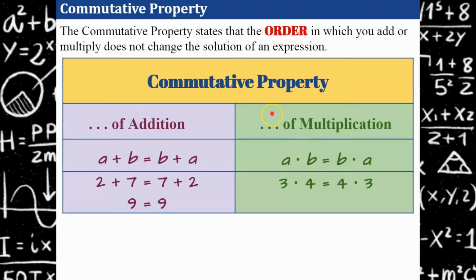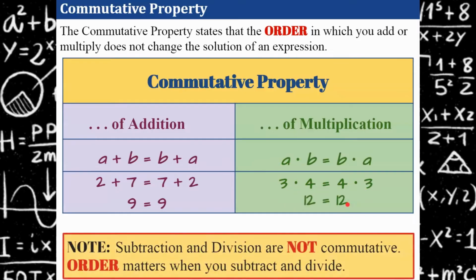The commutative property again refers to order. So the order of 3 times 4 will result in the same product as 4 times 3. So if you reverse the order when you multiply, you're going to get the same product. 3 times 4 is 12. 4 times 3 is 12. So it checks. Special note: subtraction and division are not commutative. Order matters when you subtract and divide.